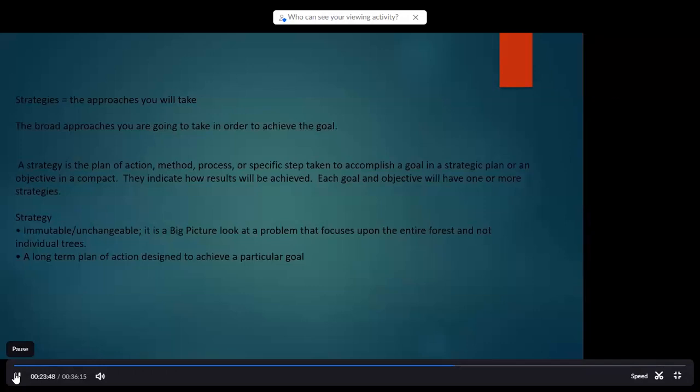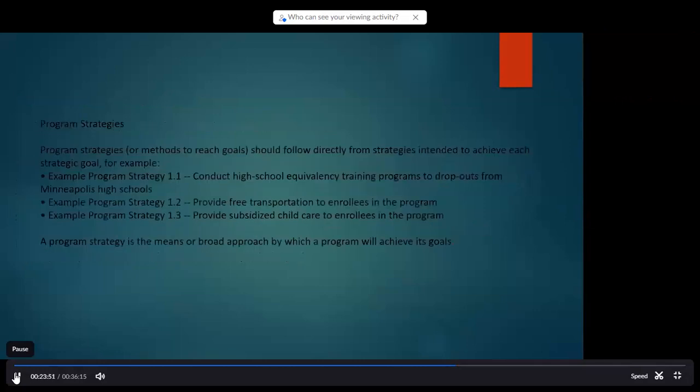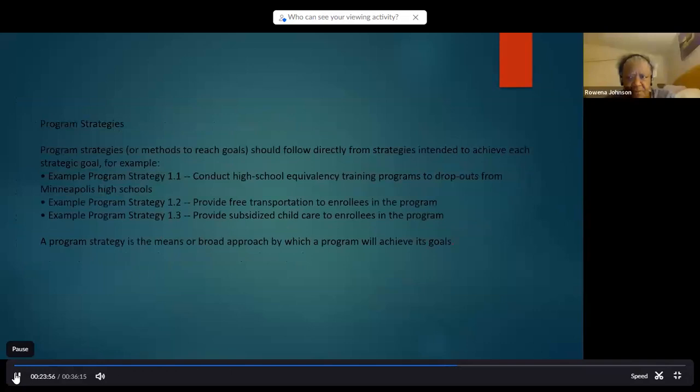Okay, let's stop there and move to the next section. Let's talk about some strategies. Training programs for dropouts from school, provide free transportation to enrollees in the program, provide subsidized child care. A program strategy is the means or broad approach by which a program will achieve its goals.